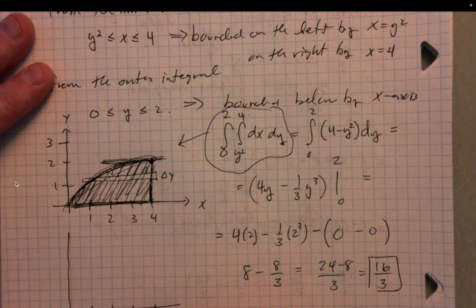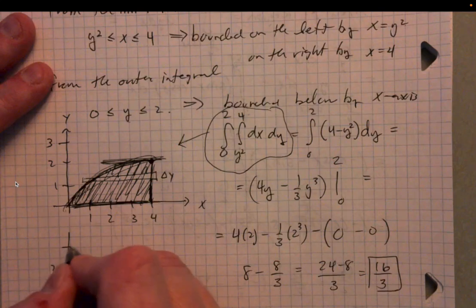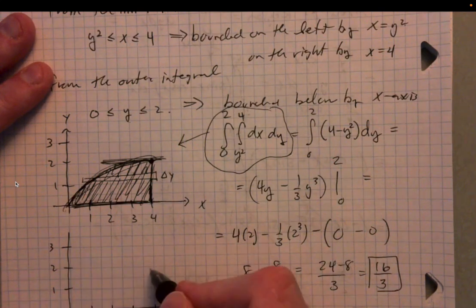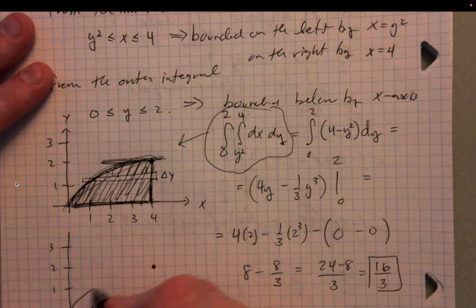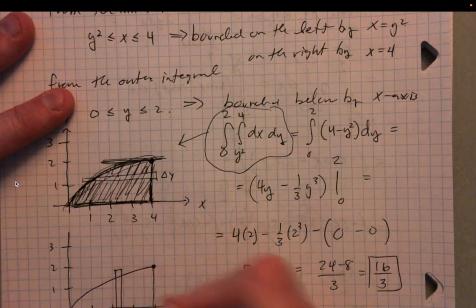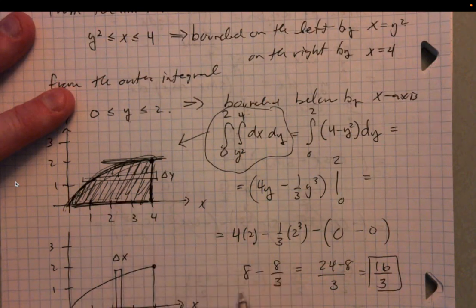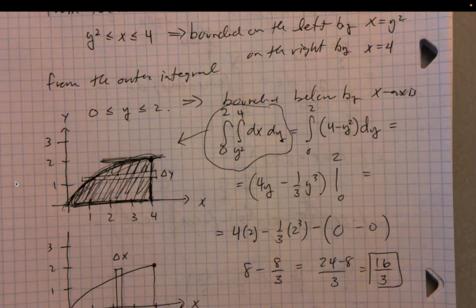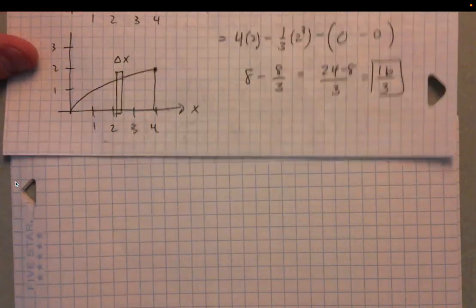Same picture. Again, you're going to have this 4, 2 point here. Now this time, however, we're going to have a delta x, right? And so what does that mean? Let me switch pages here. So what does that mean?